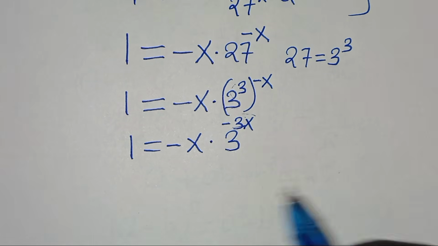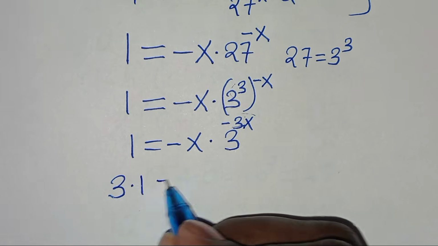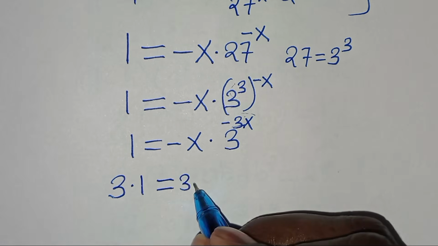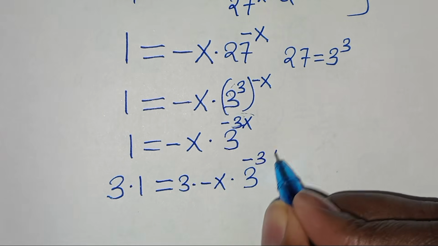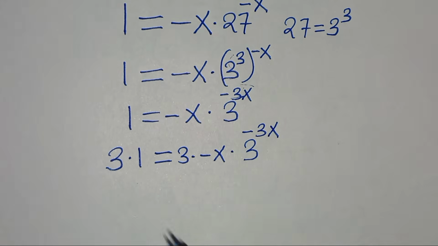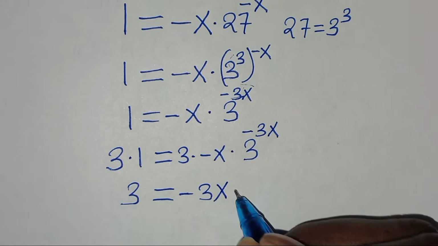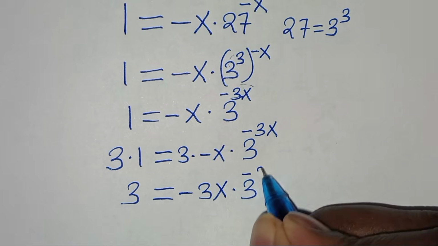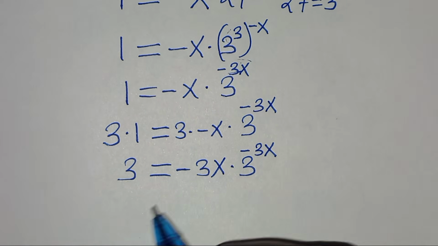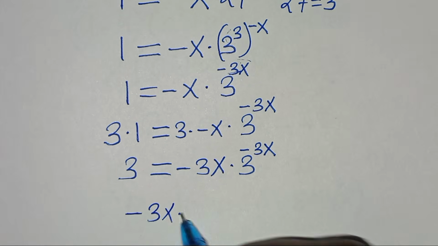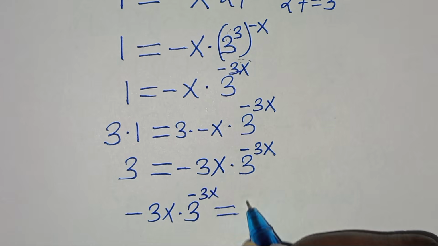The next step from here is to multiply both sides by 3. So we have 3 times 1 equal to 3 times minus x, multiplied by 3 to the power of minus 3x. So 3 equals minus 3x times 3 to the power of minus 3x. We can write this equation as minus 3x times 3 to the power of minus 3x equal to 3.